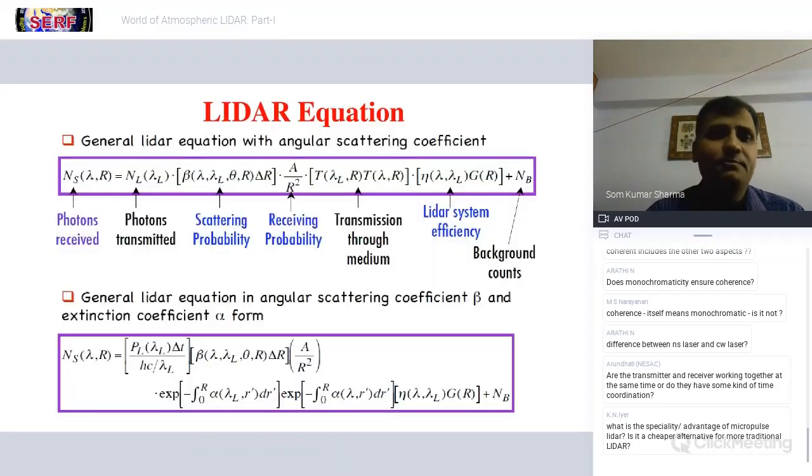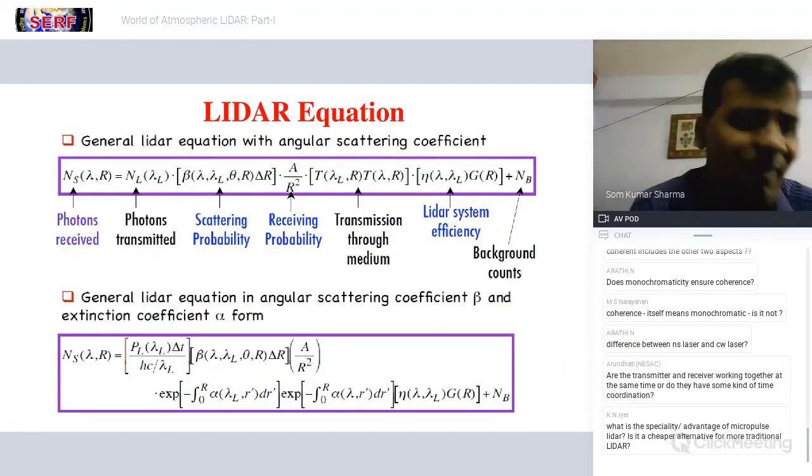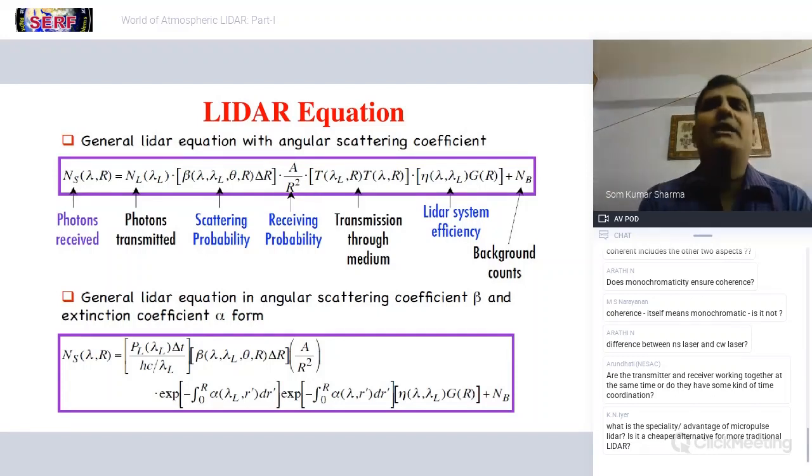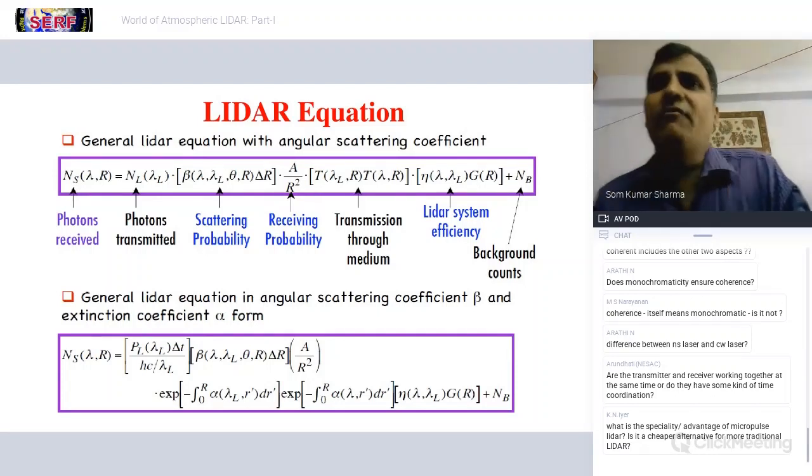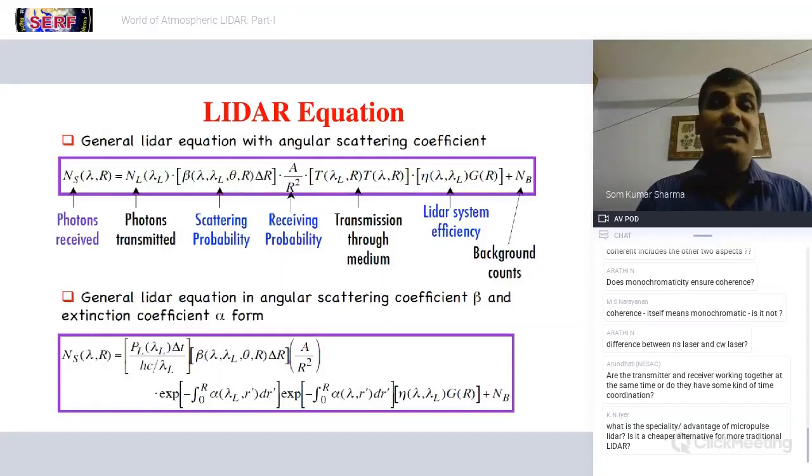Now I will move ahead further. If you see the terms shown in the previous slide, that is the LIDAR equation. The LIDAR equation is really the heart of the mathematics. You can say it is how LIDAR uses mathematics. Here I will take a few minutes to explain all the terms. This is a general LIDAR equation with angular scattering coefficient. Please remember. So this is basically how many photons you are receiving.